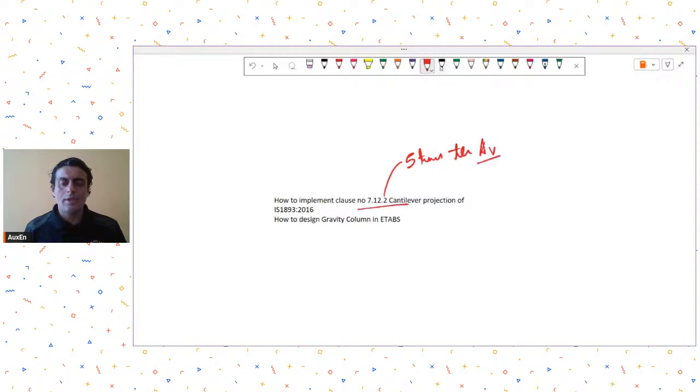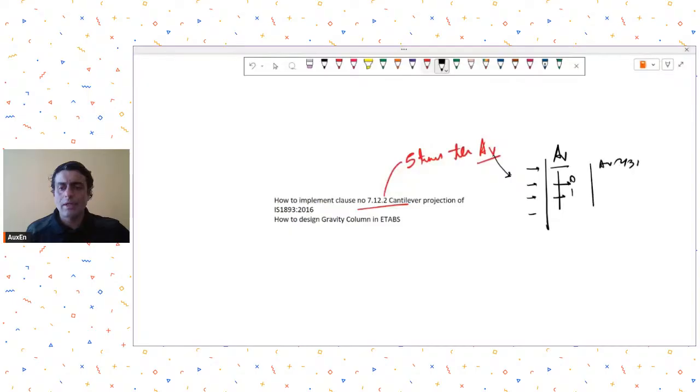For that, first you will need to define your vertical earthquake. We had discussed how to define vertical earthquake in ETABS in the last session that we had conducted last weekend. So you could refer to that. Basically, you will have to make a response spectrum. Manually, you will have to put time period values, and you put the AV value as 2/3 of AH. So those values you put first of all.